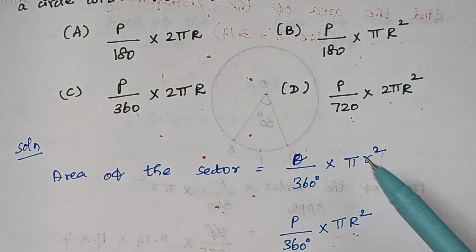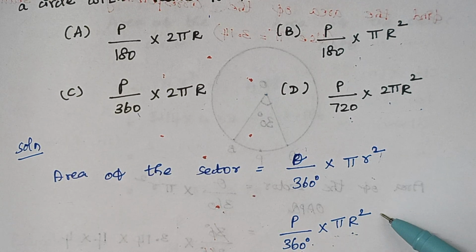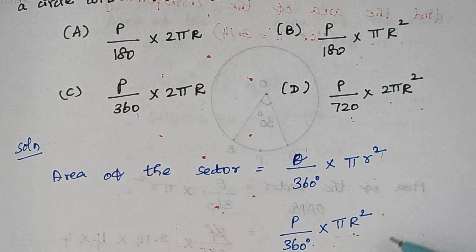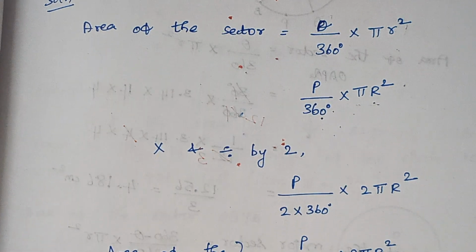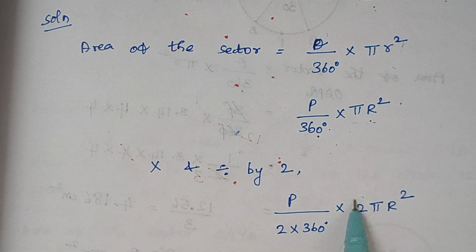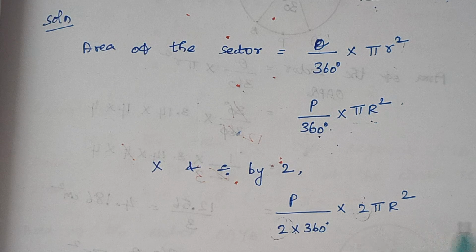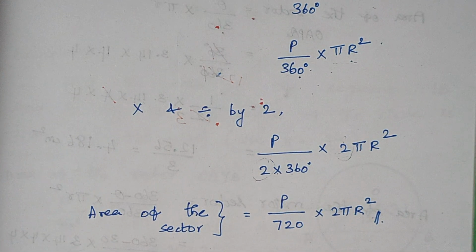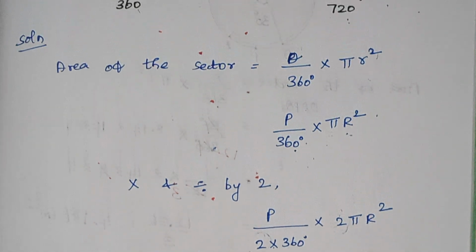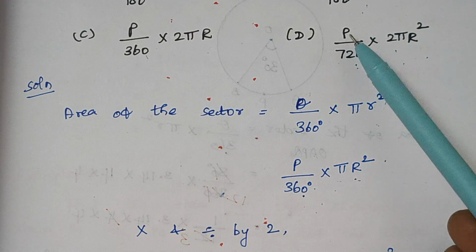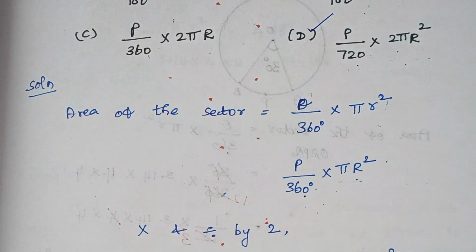So I am multiplying this 360 by 2, right? That is, I am multiplying by 2 in the numerator and dividing by the same 2 in the denominator, right? Can you get it? You see, in the numerator I am adding a 2 and in the denominator I am adding a 2. Now what happens? 2 into 360 becomes 720. So P by 720 into this becomes 2 pi R square. Now when you look back, you see we are having the answer here: P by 720 into 2 pi R square. Right. So option D is our answer.